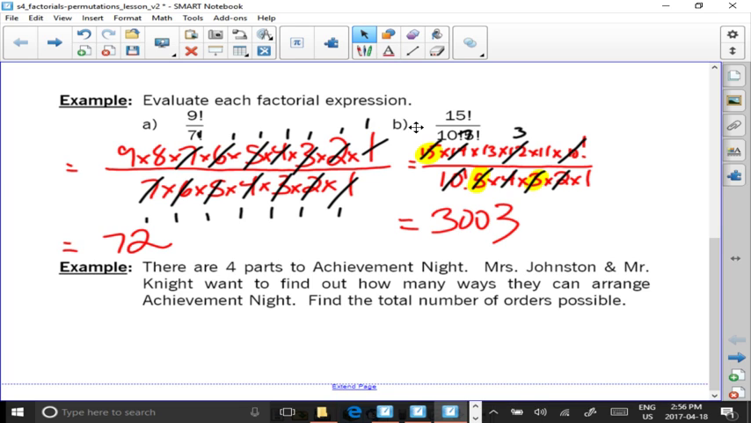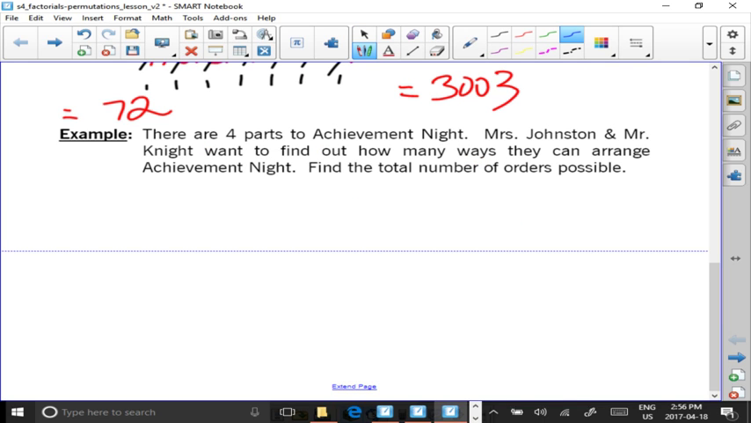Next example. There's 4 parts to Achievement Night. Mrs. Johnson and Mr. Knight want to find out how many ways they can arrange Achievement Night. Find the total number of orders possible. We could use factorials here, but we'll first look at this without factorials and then see how we could use factorials. If we think about how we can lead this off, if there's 4 pieces of Achievement Night, the first thing, we have 4 choices.